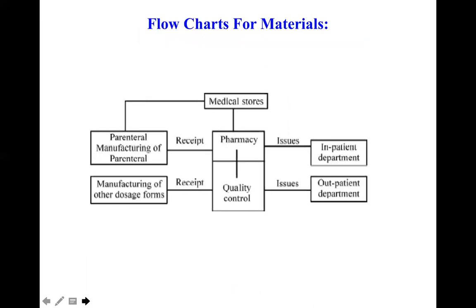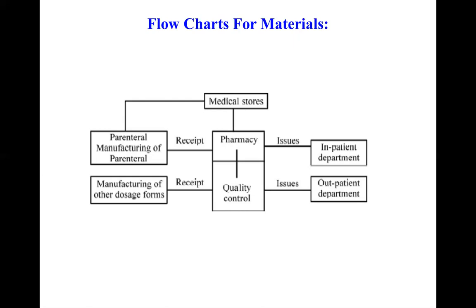Next topic is the flow chart for the materials. So how the material is distributed. First of all, the medical store is there, and the manufacturing of the parenterals. Then they send it to the pharmacy. Actually, the medical store of a pharmacy should be adjacent to the pharmacy itself, or should be directly connected with the pharmacy. The flow chart of material shows that the pharmacy receives the material from two sources. One is the medical store directly, or the manufacturing division of the hospital. It may be parenteral manufacturing division or manufacturing of the other dosage forms.